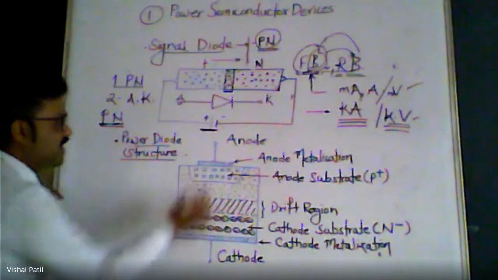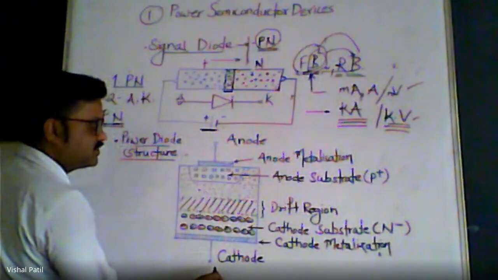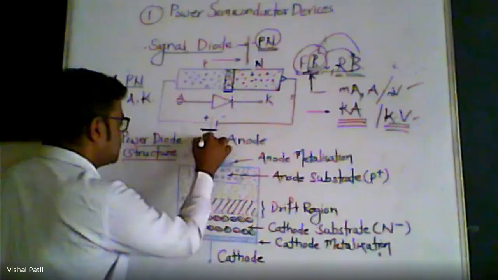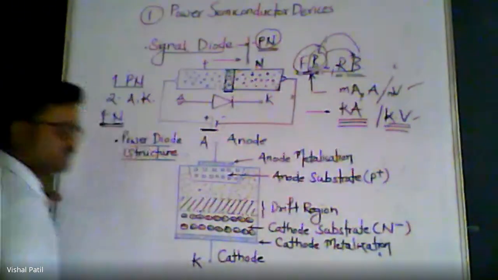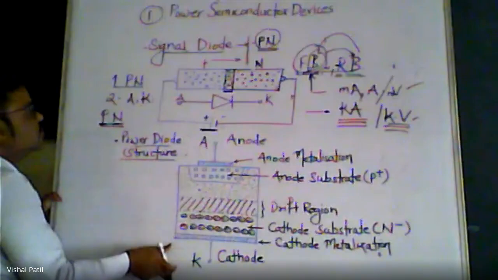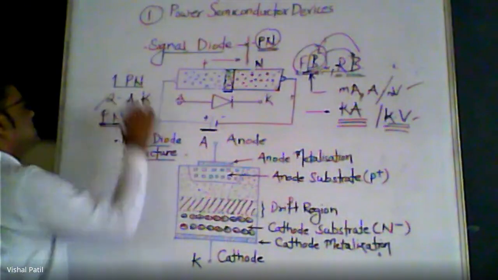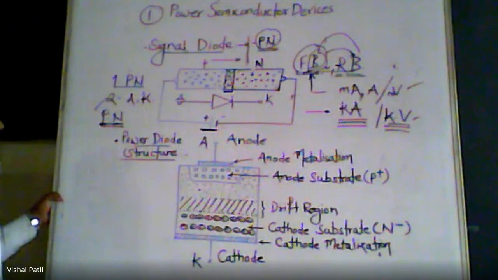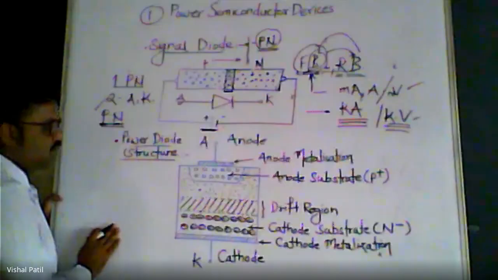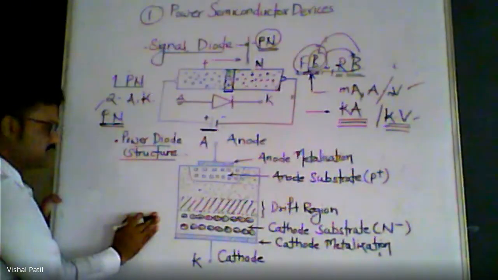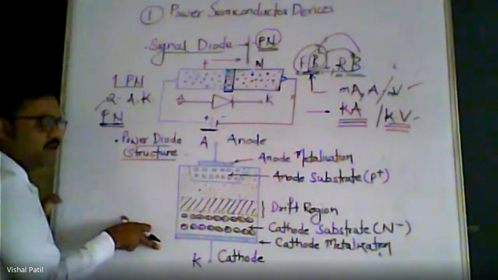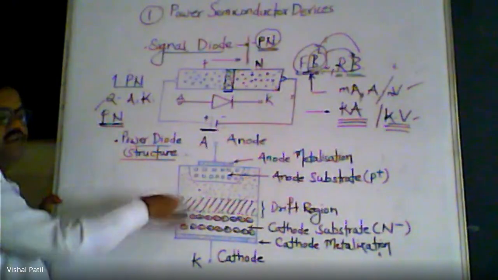Here you can see the anode and cathode. Normally it is having two terminals. In short, we call them A and K. Okay, these are the two terminals, which is very common, same as that of a signal diode. But if we look at the layers in the structure of the power diode, they are completely different.